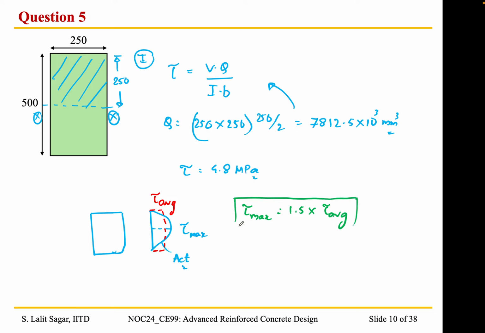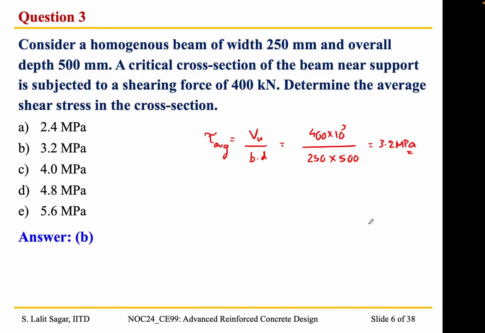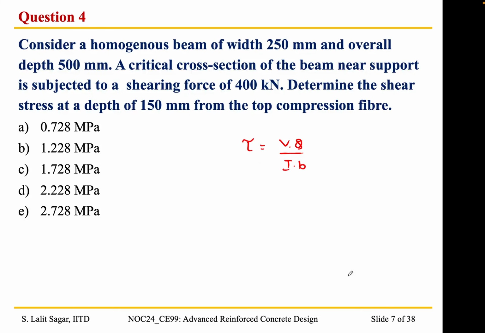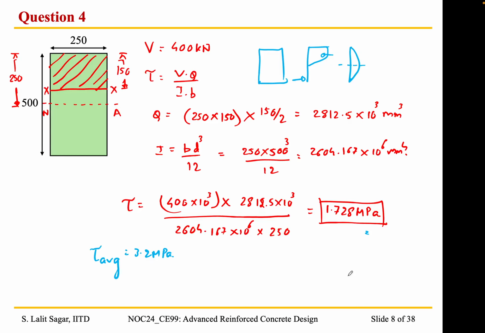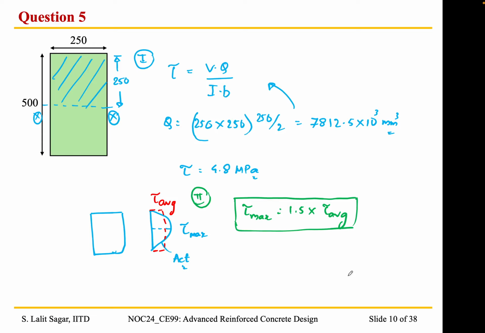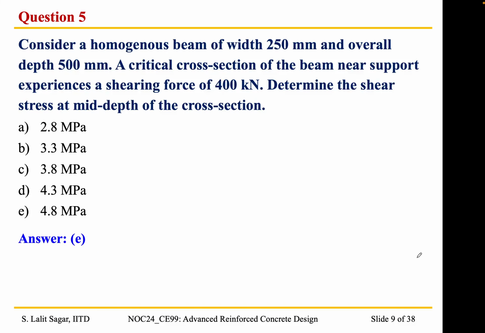So the second method is that you obtain the value of tau average, which we got from question number 3. We got the value of 3.2 MPa, and we just multiply it by 1.5. Sorry, 1.5 into 3.2, which gives us a value of 4.8 MPa. So option E is the right answer. We can proceed to the next question.